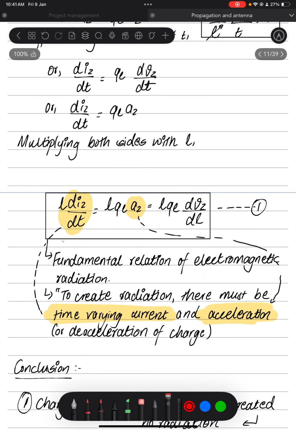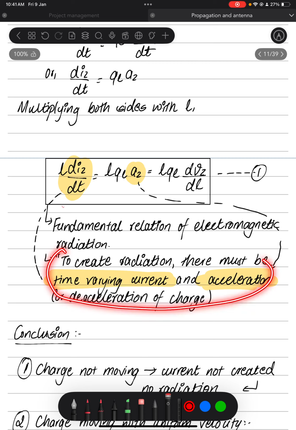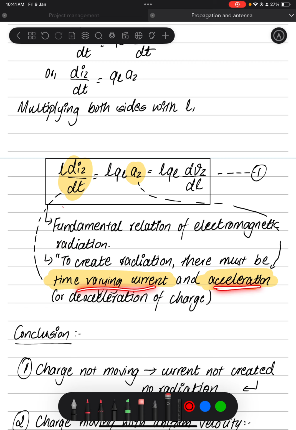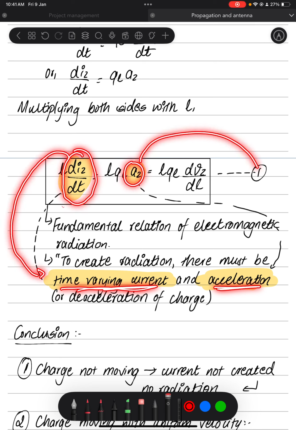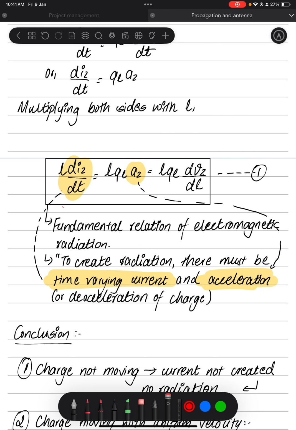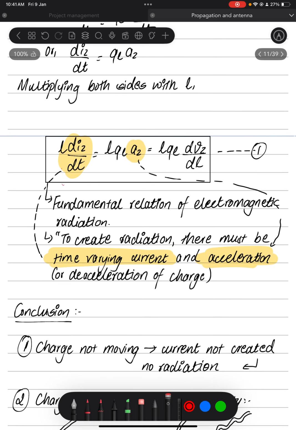So two factors are very important. Let's read this first. To create radiation, there must be time varying current and acceleration. There must be time varying current, which equals this, and there must be acceleration, which equals this. That creates radiation. Acceleration doesn't mean that you have to have acceleration in the positive direction. It can be deceleration as well. So this is the fundamental relation of electromagnetic radiation in a single wire antenna.